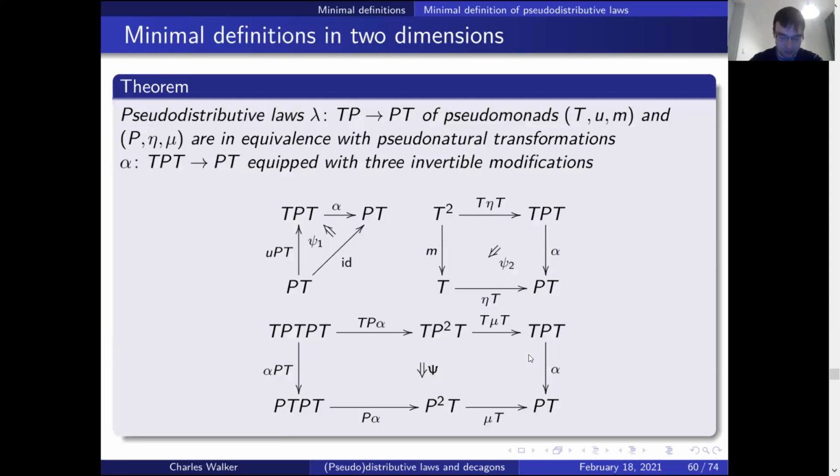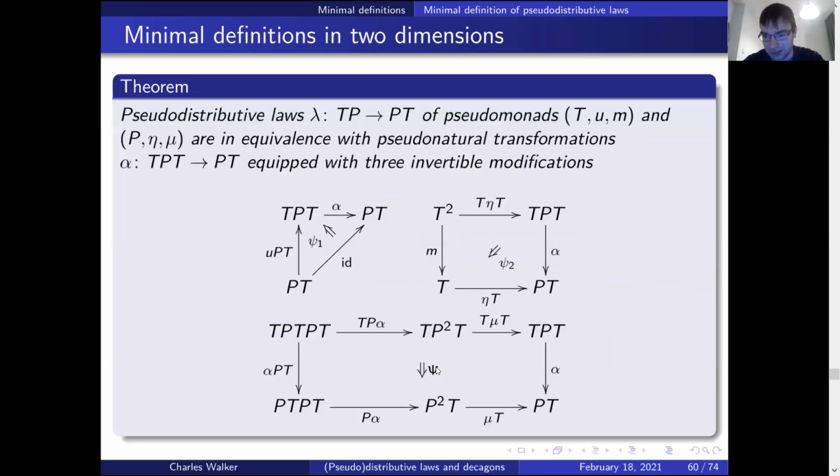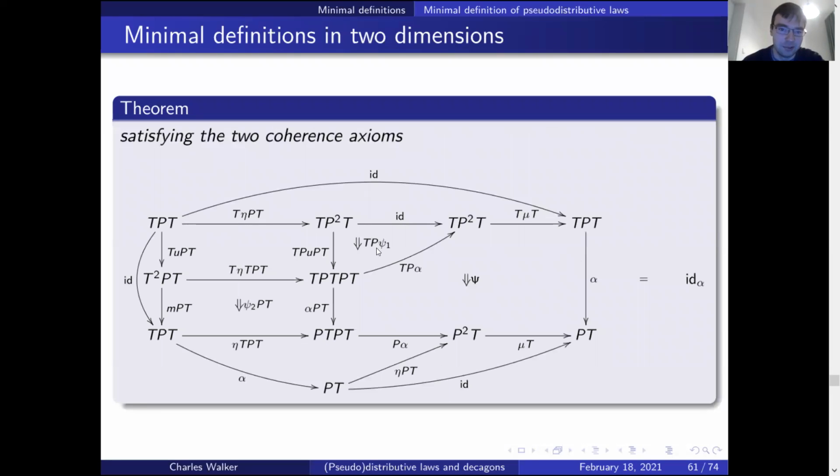Right, I can do the same sort of thing for pseudo-distributive laws to get the minimal definition of a pseudo-distributive law. Pseudo-distributive laws are in equivalence with pseudo-natural transformations, say TPT to PT, equipped with 3 invertible modifications, right? So one inside the triangle, one inside the square, and one inside the hexagon. And then these 3 modifications should satisfy the 2 coherence axioms. I'm calling this one a capital Xi because it was secretly the decagon from earlier. So capital Xi pasted with the 2 units should give us the identity.